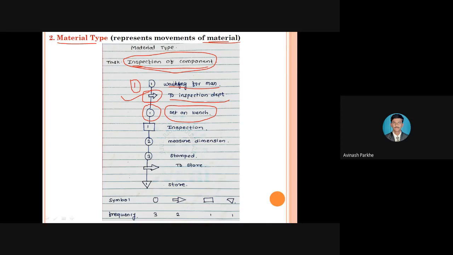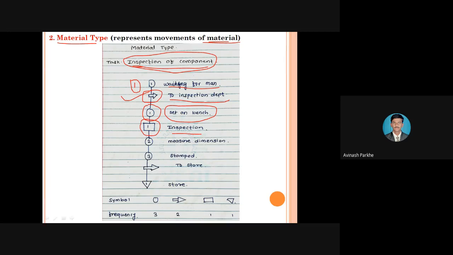Then the fourth operation, inspection. The inspection will be carried out by the man, but here there is no movement of the material. Inspection means the inspection procedures start going on. Whatever operator is present near that raw material is performing his task, but here we need not represent the movement of that operator. Only the inspections are represented.